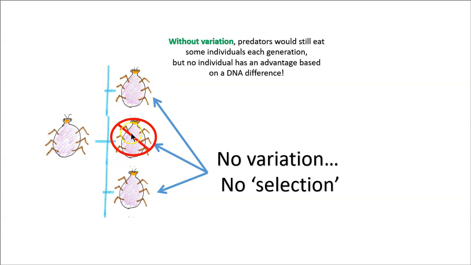Now, without variation, predators would still eat some individuals each generation, but no individual has an advantage based on a DNA difference. See, the fact that this one got eaten is not because it had a certain body shape, it just got unlucky, and the birds saw this one and not that one. So if you don't have variation, you can't have selection. And if you don't have selection, you won't get evolution.